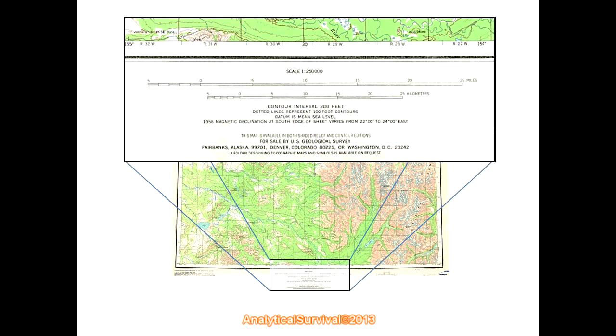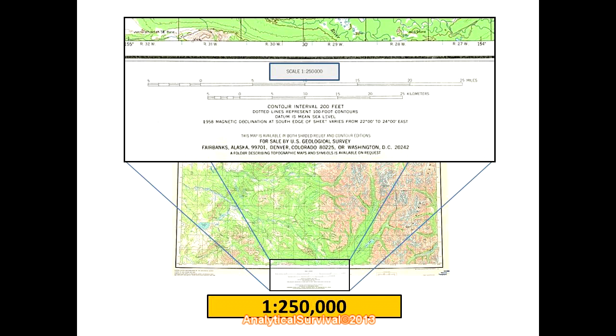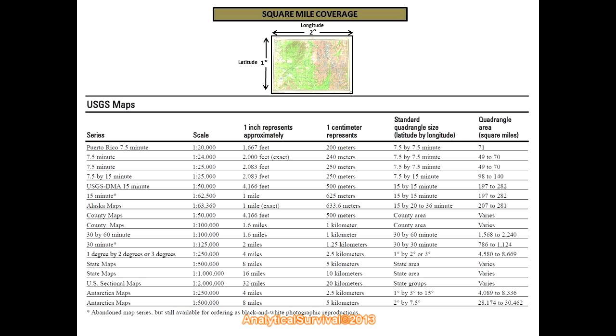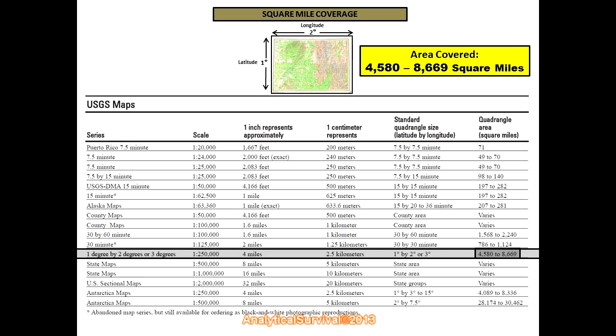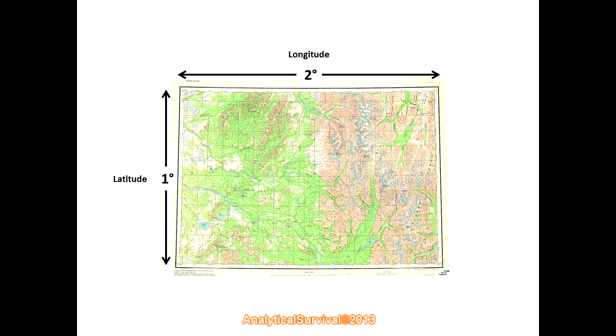Now note the scale or representative fraction at the bottom center. It's 1 to 250,000. That means we're covering a lot of area, but we're also doing so by sacrificing a lot of detail in exchange. So just how much area does a map of this size cover? Well, we know that United States Geological Survey maps in this size cover 4,580 to 8,669 square miles. So this here is a map that covers a lot of area. So it's a very good overview map of a regional area.